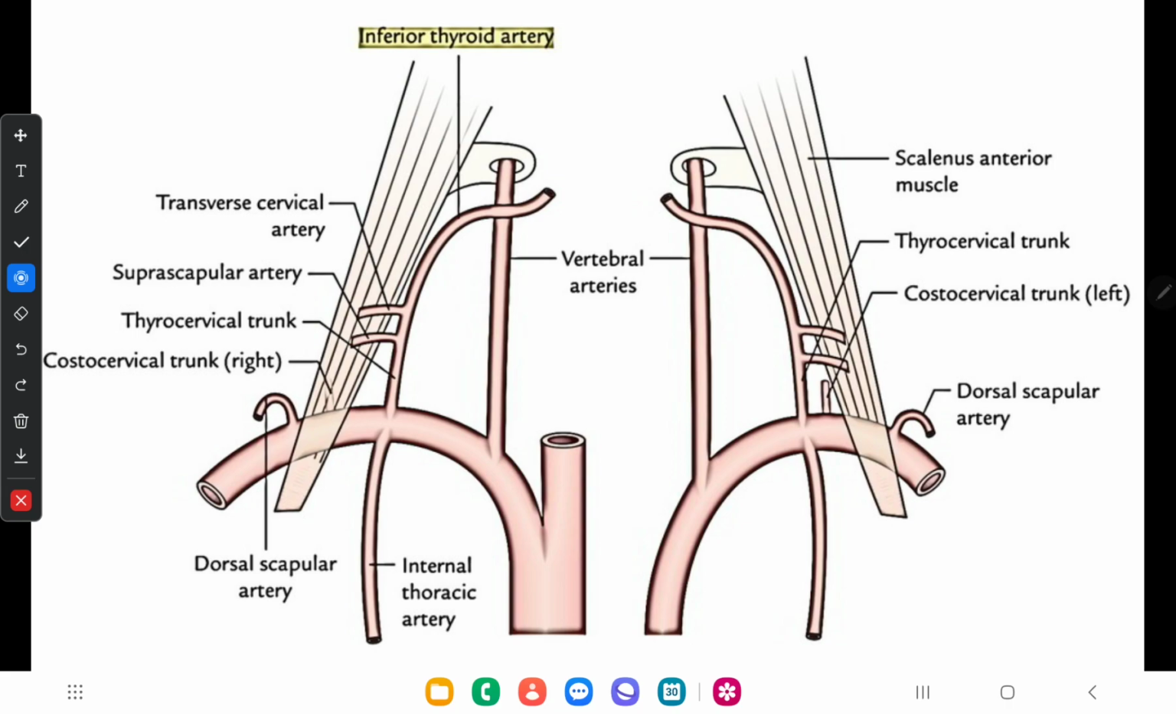Of the three branches arising from the first part of the subclavian artery, they are vertebral artery, thyrocervical trunk, and the third one is the internal thoracic artery. You can see the internal thoracic artery here. The internal thoracic artery descends inside the rib cage, on either side of the sternum. It supplies the anterior chest wall.